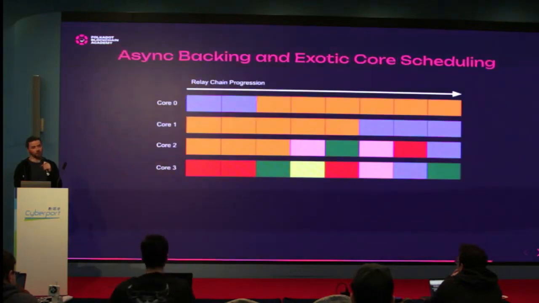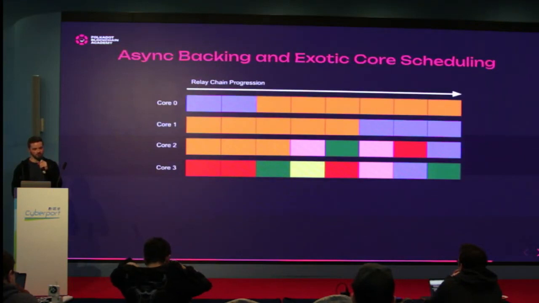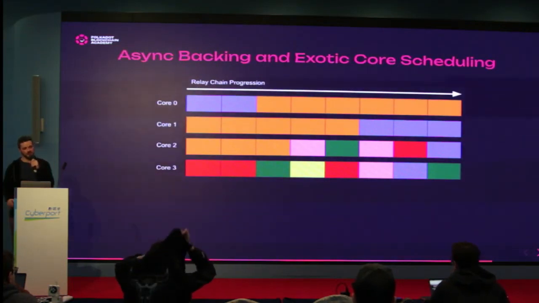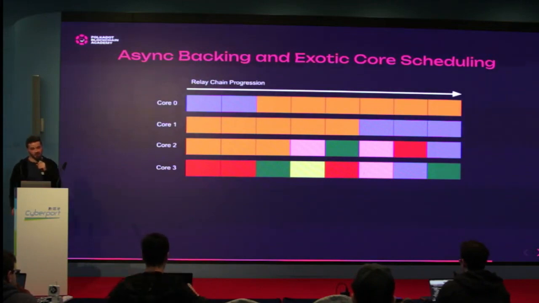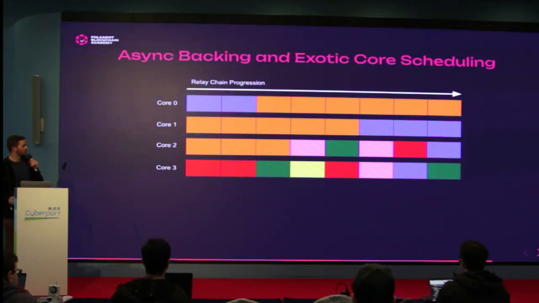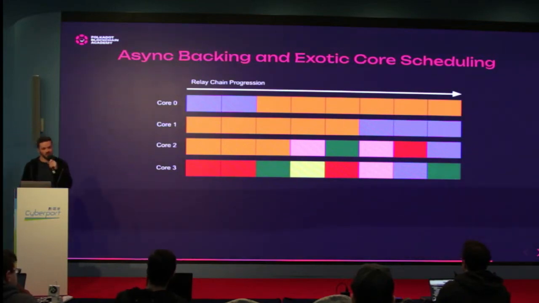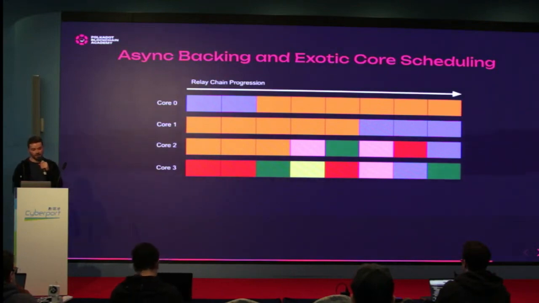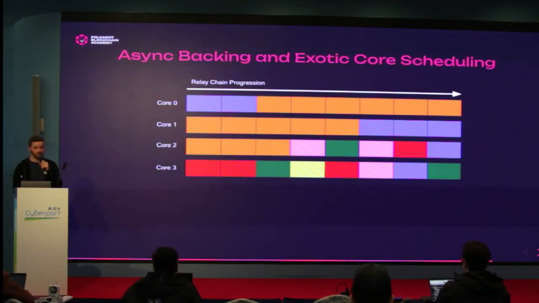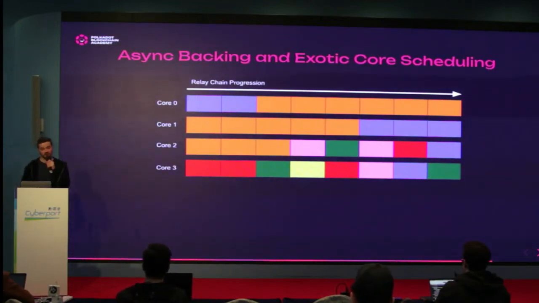And finally, what can asynchronous backing allow us to do in the future? One of the most important and most exciting things is exotic core scheduling. So imagine here that every color represents a parachain's execution, and we are visualizing 4 cores through time and which parachains they are assigned to. So you can see, for instance, that the orange parachain has many cores assigned to it, say at relay block 2 here in our diagram. And that's possible due to something called exotic core scheduling.